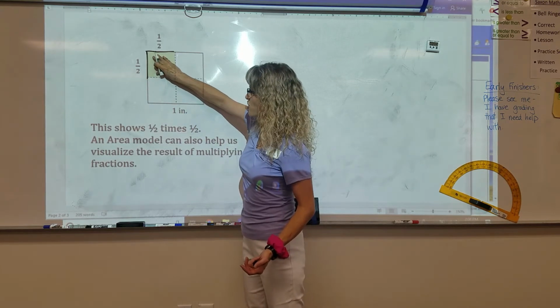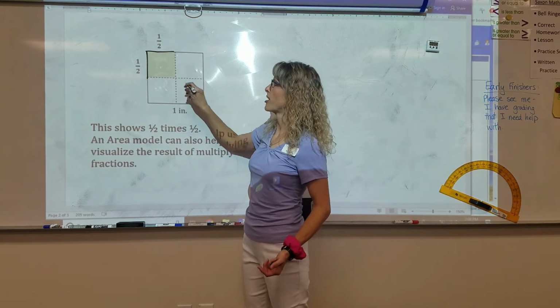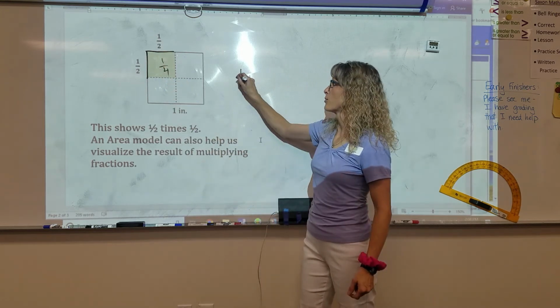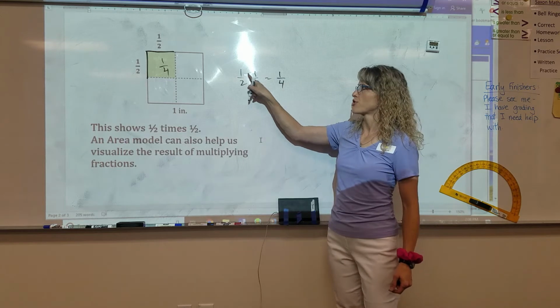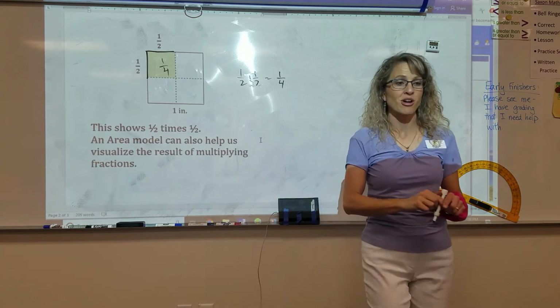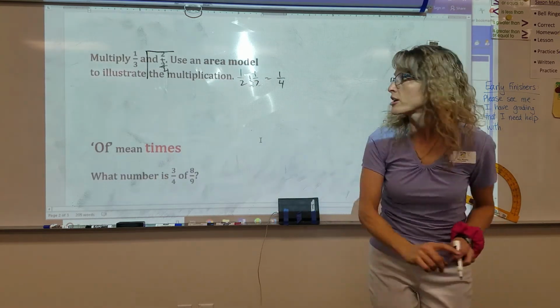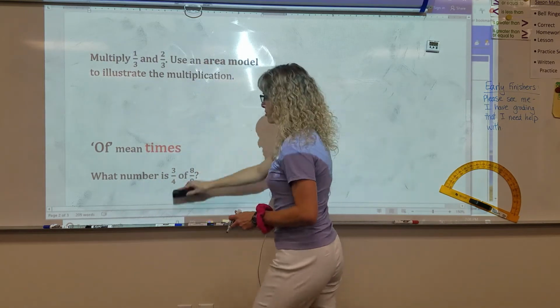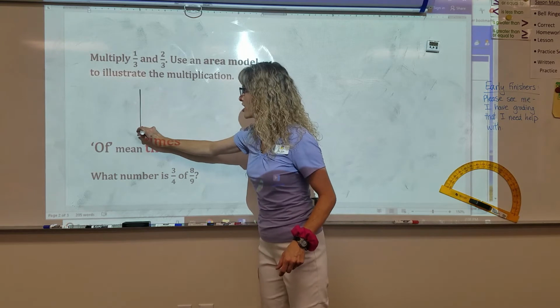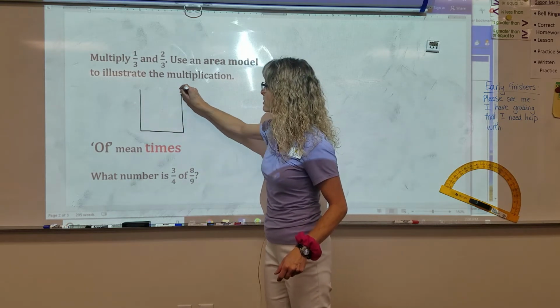Well, this shaded part is 1/4 of the whole part. Isn't 1/2 times 1/2 equal to 1/4? Straight across the top, multiply straight across the bottom. So yes. Here's another area model. You can even do it with thirds. So multiply 1/3 and 2/3 using an area model. We're going to try to build a perfect square.